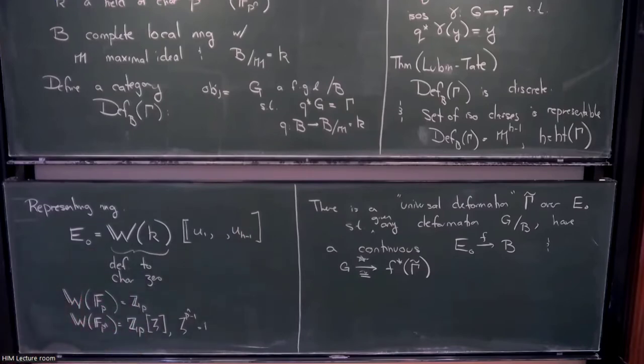So the missing one is the move to character to zero. Any other questions? Okay.